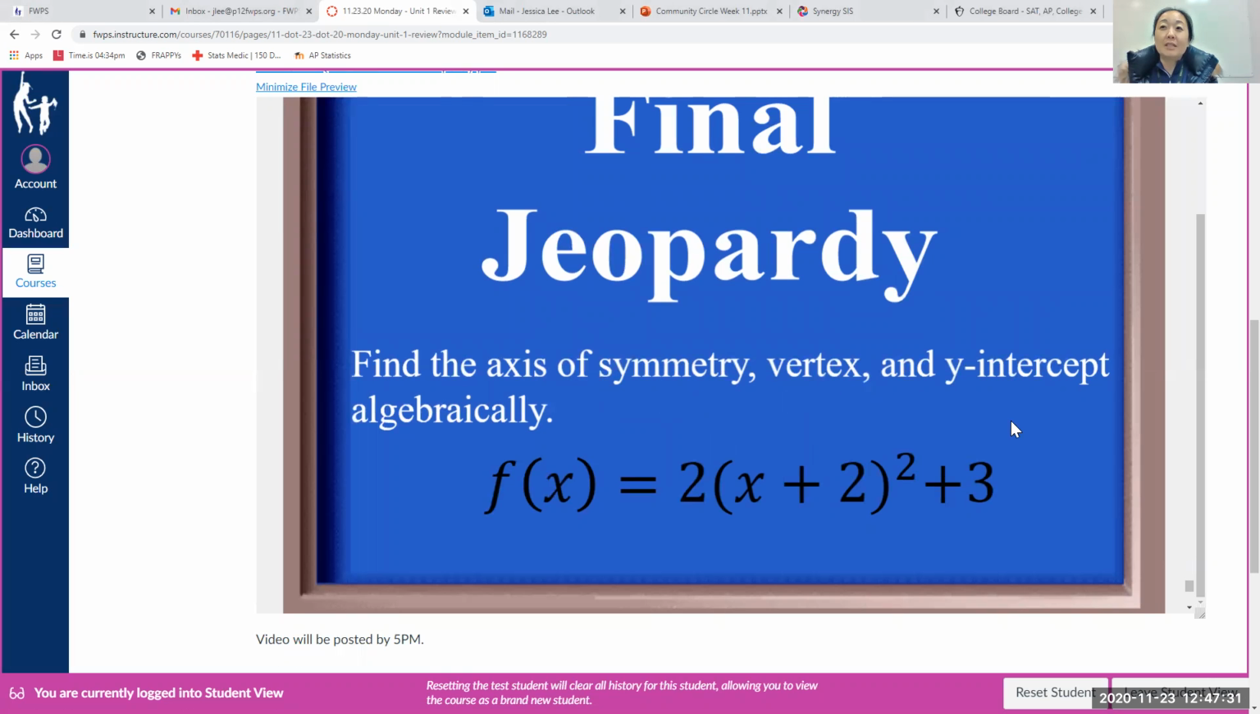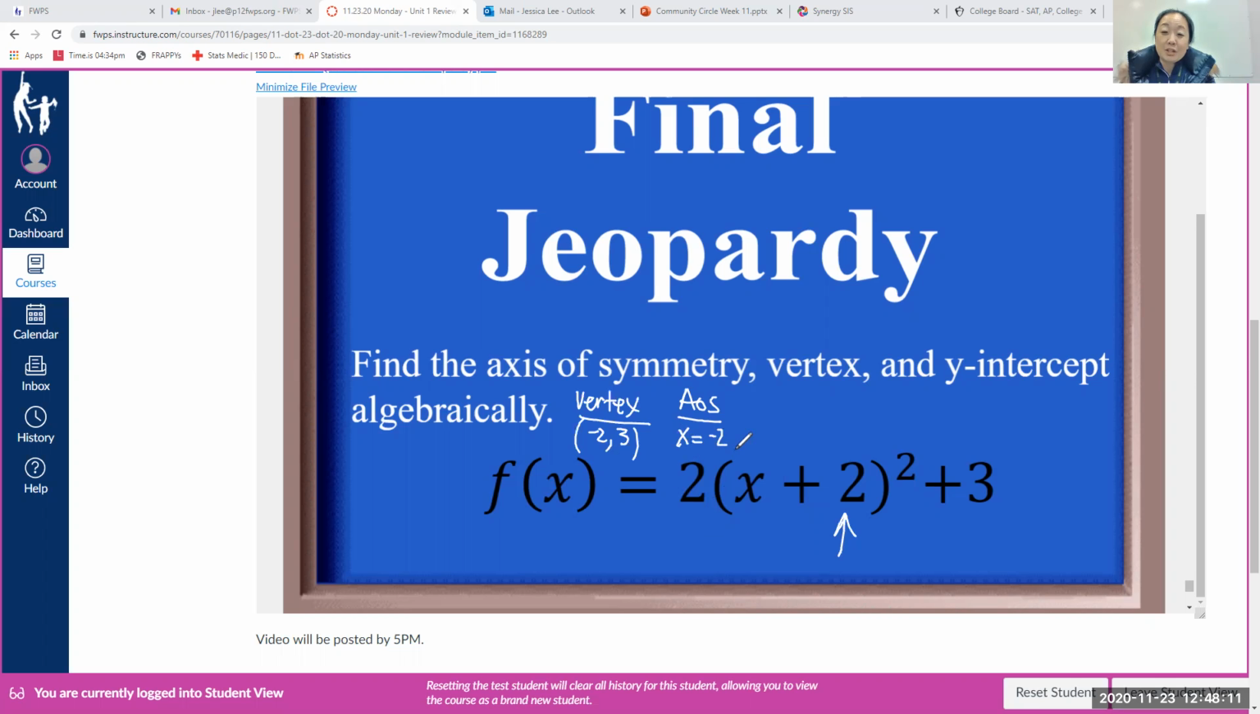And, oh, final Jeopardy. Find the axis of symmetry, the vertex, and the y-intercept algebraically. Here we go. Are you ready? Let's do this. Okay, so remember this is in vertex form, right? Which gives us the vertex. So our vertex is going to be, remember this was supposed to be a negative, right? A minus here. So this is a -2 and +3. Okay, so vertex check. Axis of symmetry, remember the vertex is on the axis of symmetry, which talks about our x value right here. So this is also our AOS, so x equals -2.